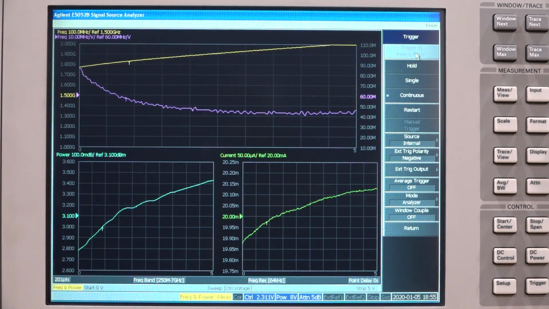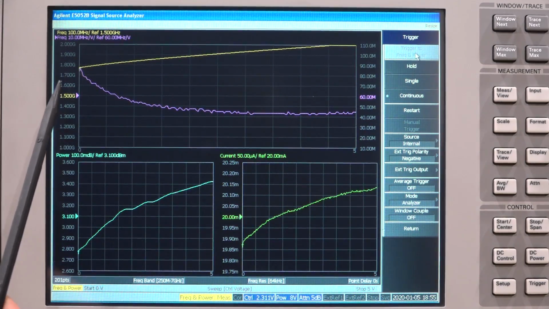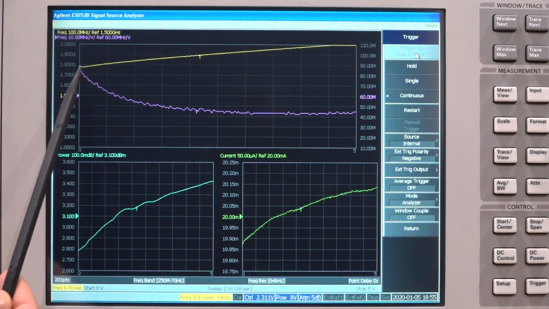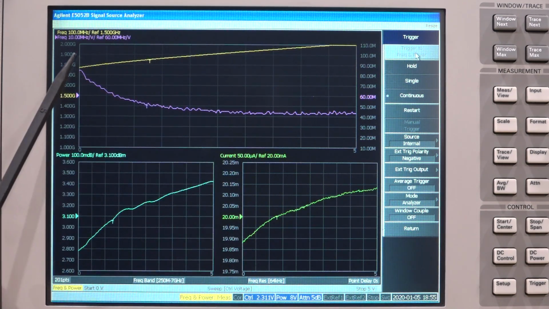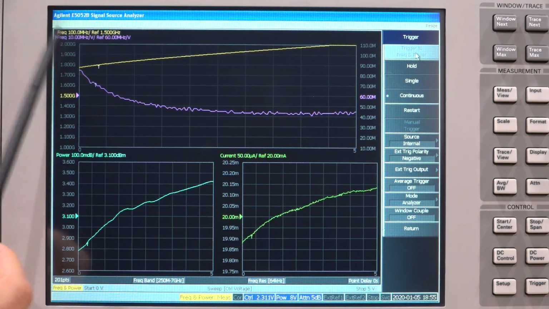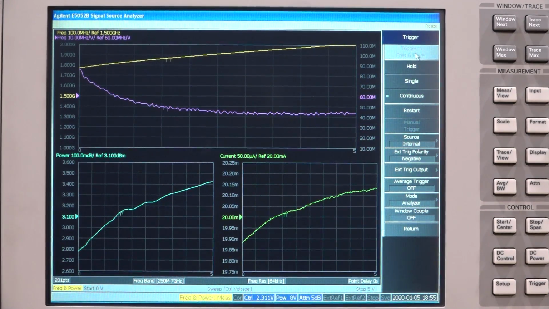We just have to trigger to that. There we go. So what this instrument is now doing is that it's sweeping the control voltage and measuring the VCO frequency. You can see the VCO frequency going from about 1.75 all the way to 2 gigahertz. It's also plotting the KVCO, which is quite nice, in megahertz per volt. At the same time, it's plotting the output power of the VCO and the power consumption of the VCO as a function of the control voltage.